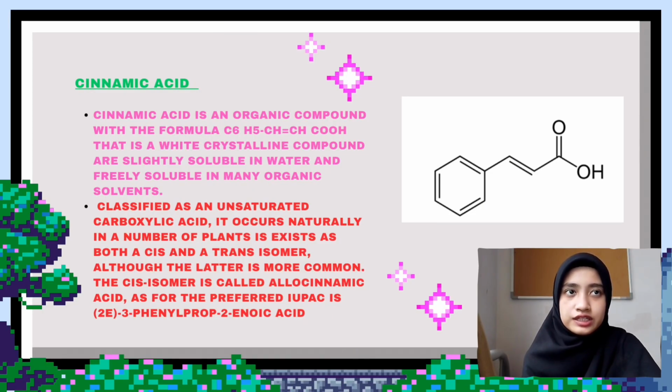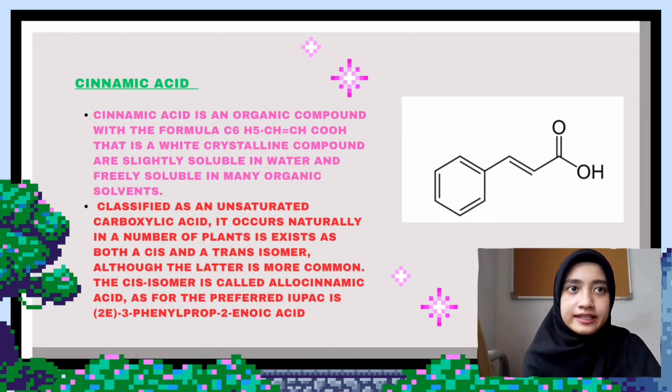Cinnamic acid occurs naturally in several plants, including cinnamon, and it can exist as two different isomers, cis and trans. Among these two, the trans form is more stable and more common in nature. The cis form is sometimes called allocinnamic acid. The IUPAC name of cinnamic acid is (2E)-3-phenylprop-2-enoic acid.